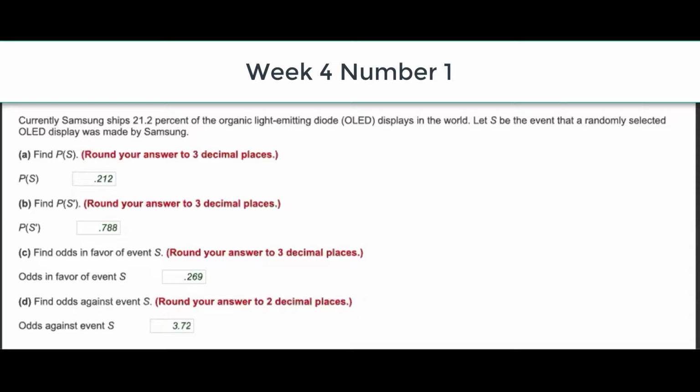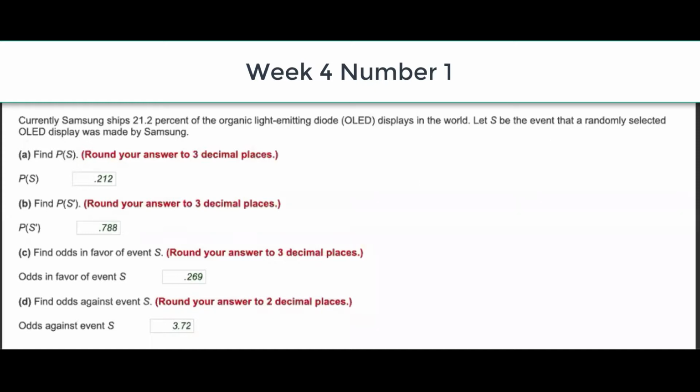The problem is that approximately 21%, so 21.2%, of the organic light emitting diode displays in the world are shipped by Samsung. They said event S is the event that a randomly selected OLED display was made by Samsung. So first of all, they gave you the probability of S. The probability that you pick an OLED display and it's made by Samsung is 21.2%.